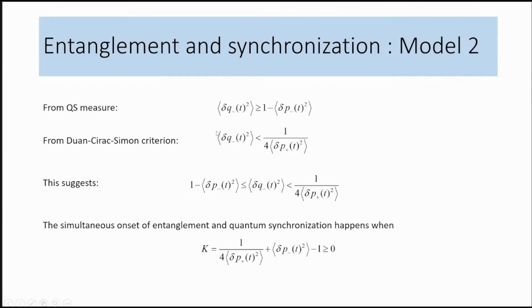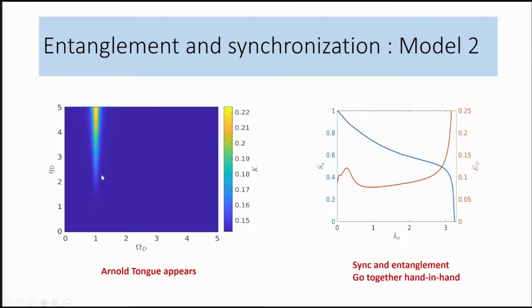Now, with a little bit of manipulation of the calculus on these expressions, we found that delta Q minus whole square has a lower and upper limit. When they become equal, that is the parameter regime at which both entanglement and synchronization appear together. We have parameterized this in terms of some number k, which is nothing but the maximum value minus the minimum value of the limit of delta Q minus whole square average. And this also follows the Arnold's tongue pattern.